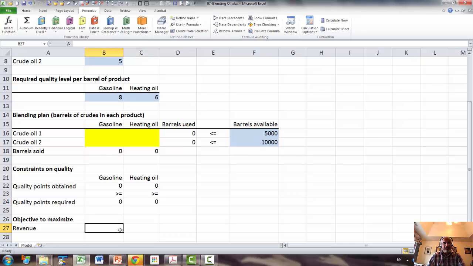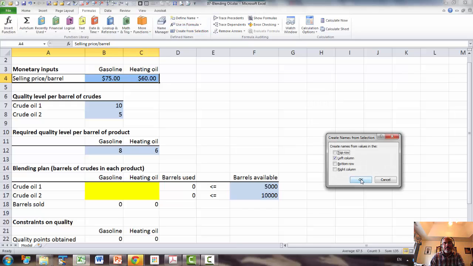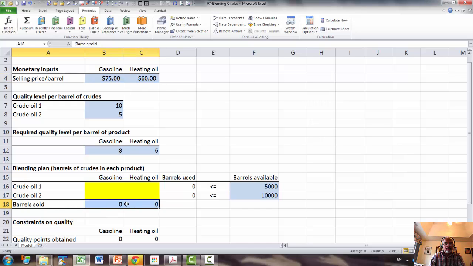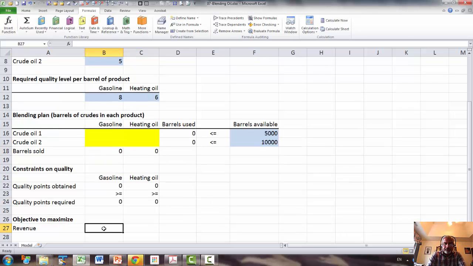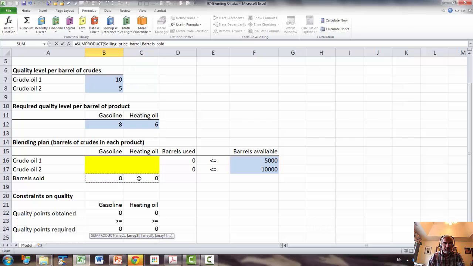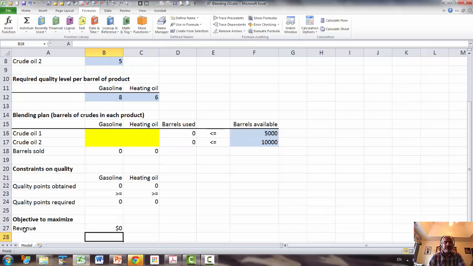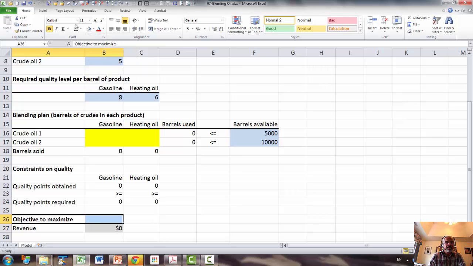Okay. Now, revenue is a sum product of how many barrels we're going to sell with the selling price, like that. So let's give a name for this. Okay, and barrels sold, let's give a name there too. Then you get sum product of selling price with barrels sold. That will give us the revenue, and that's the objective that we have to maximize. So let's color code that like that. I'll put a line there.